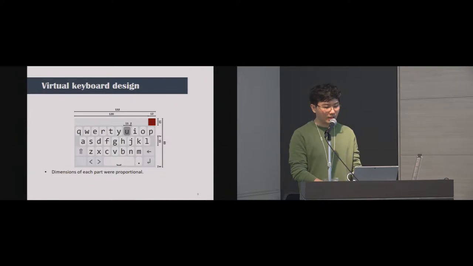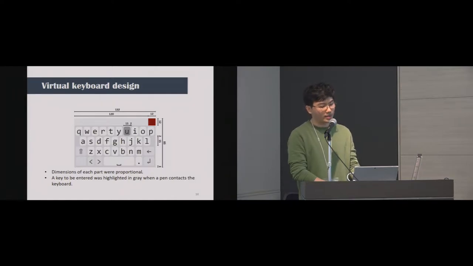Before getting to the point, I'll briefly explain the design of the virtual keyboard we used in this study. This is the virtual keyboard design we used. Dimensions of each part were proportional. The actual dimensions of each part were determined by scaling the numbers by a scale factor. A key to be entered was highlighted in gray only when a pen contacts the keyboard. The nearest key from the lift-up position was entered.